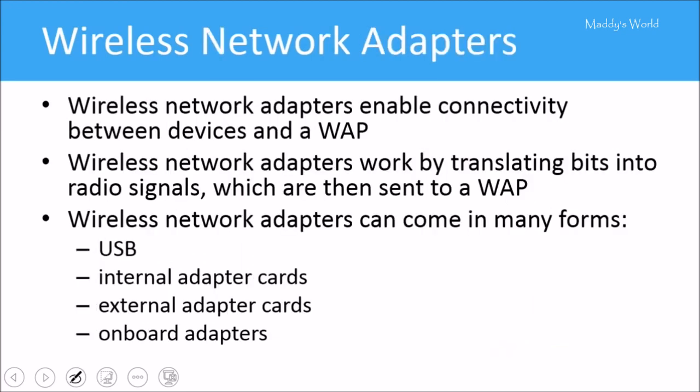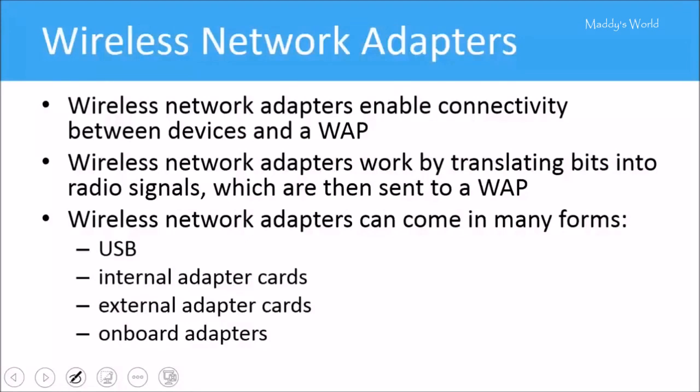So let's talk a little bit more about wireless network adapters. They enable connectivity between any device and a wireless access point, and they work simply by translating bits into radio signals. And if you take a look at my hands here, all that happens is that radio signals modulate, so they go up and down, and that's how they represent zeros and ones. A little different from the way that you represent zeros and ones in binary data with electricity or with light. So anyway, back to the screen.